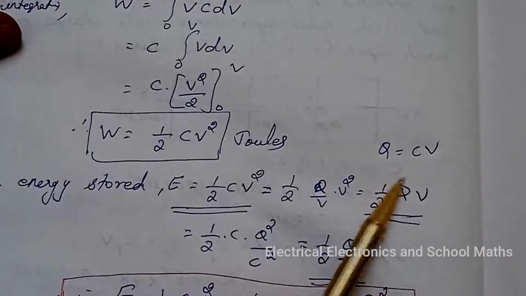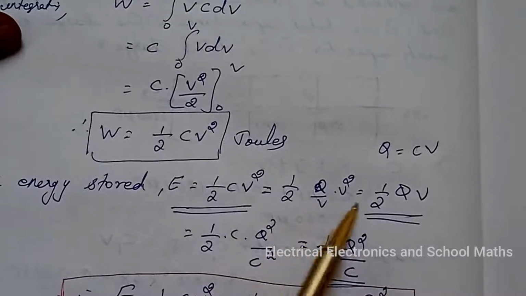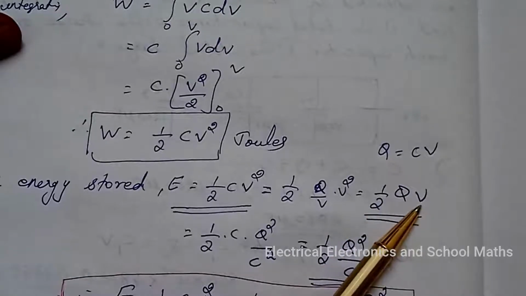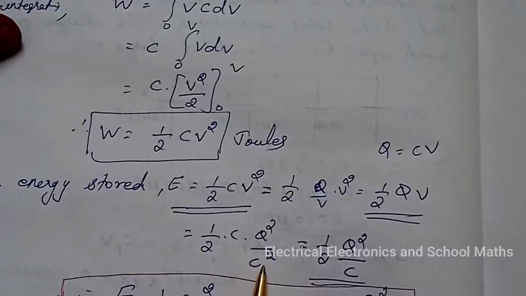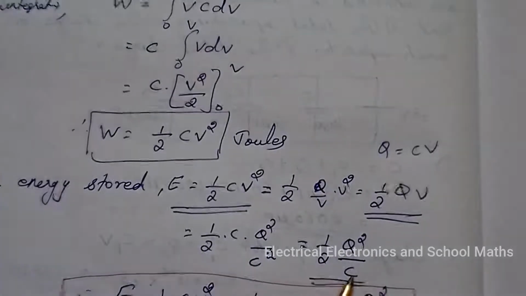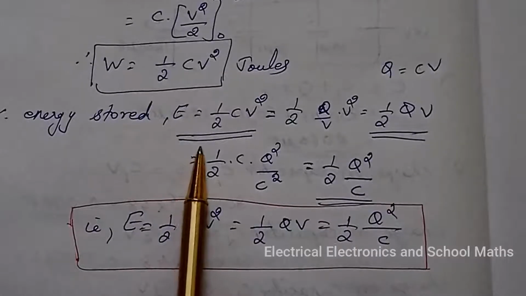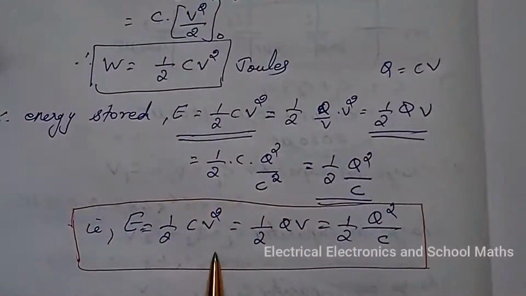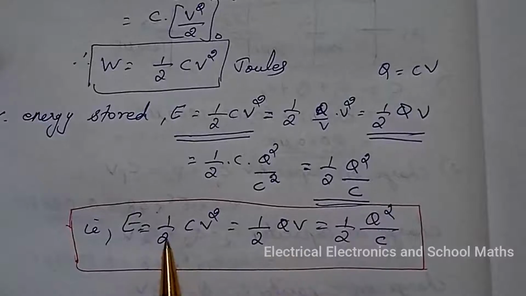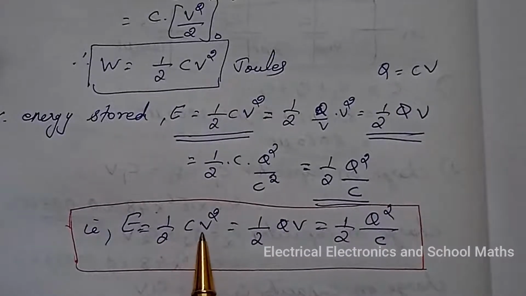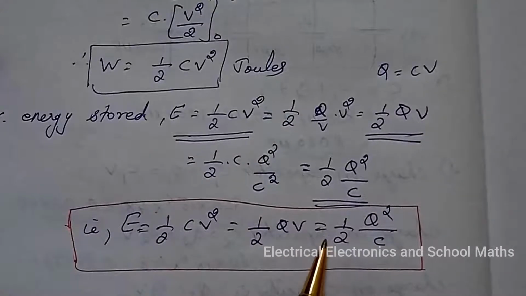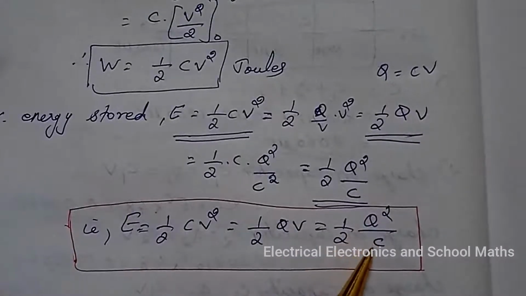Put C is equal to Q by V, then we get half Q into V, and also put V equal to Q by C, then we get another equation half Q square by C. Hence, the three equations of energy stored in a capacitor is E is equal to half CV square equal to half QV equal to half Q square by C.